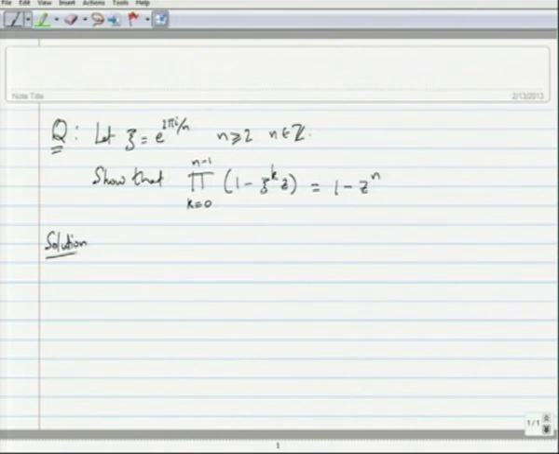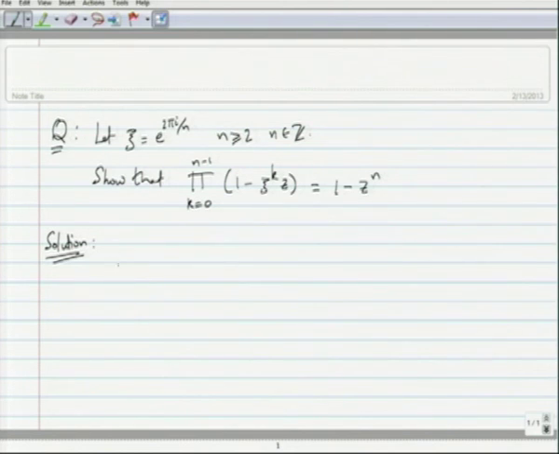So, the solution to this problem is as follows. There is a factor theorem for real polynomials. Recall that if a is a root of a polynomial, then x minus a is a factor of the polynomial f of x for real numbers. A similar factor theorem holds for complex polynomials as well, although we did not prove it. If a is a root of a polynomial, then z minus a is a factor of the polynomial f of z. We will use that.